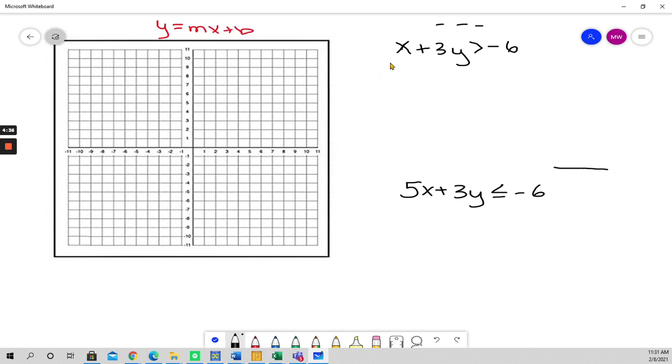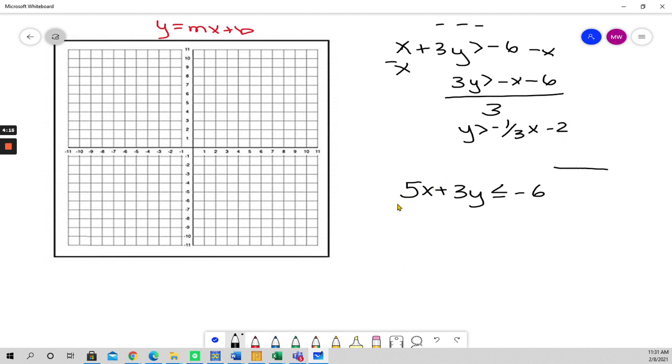So to do that, my first graph, I'm going to subtract x from both sides. I'm going to have 3y is greater than negative x minus 6. I'm going to divide by 3. And I'm going to rewrite it as y is greater than negative 1/3 x minus 2.